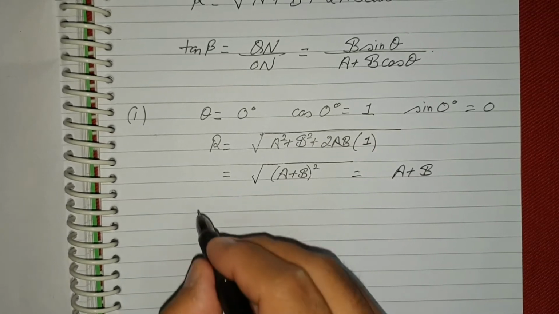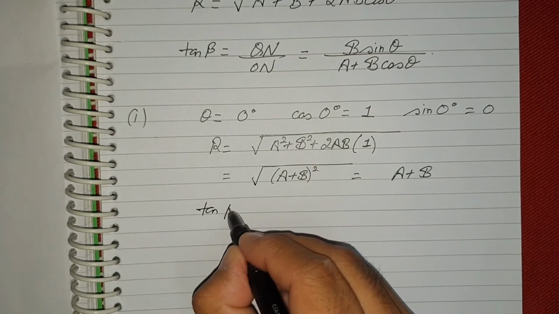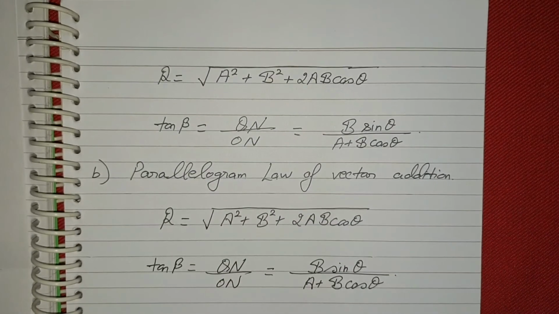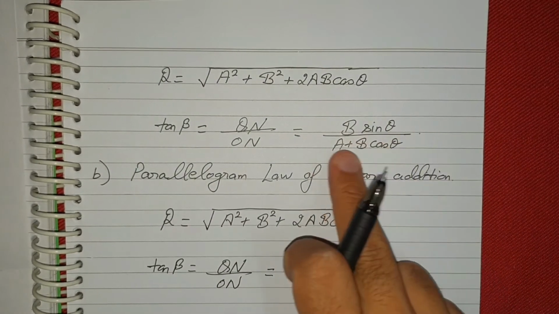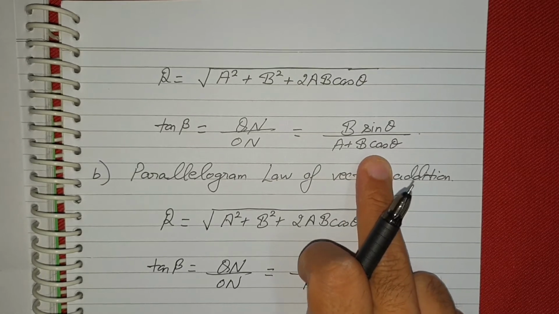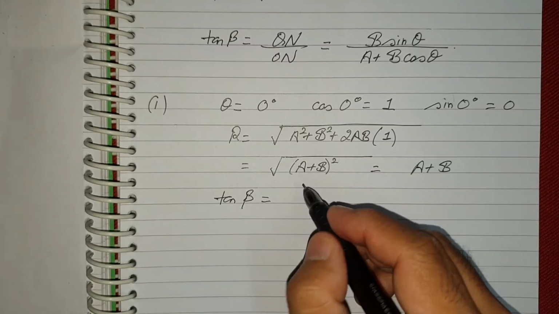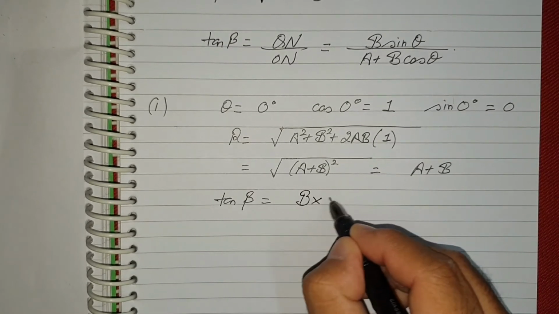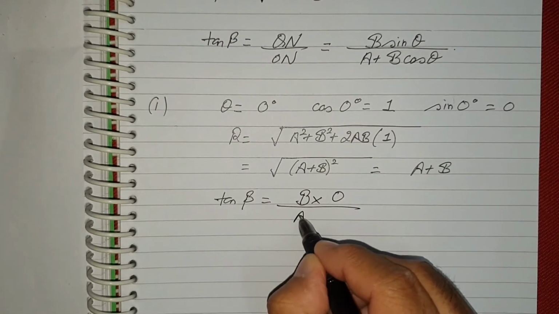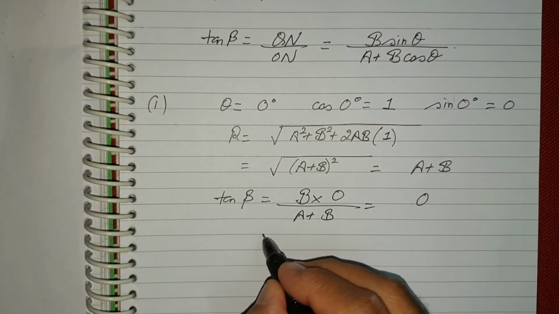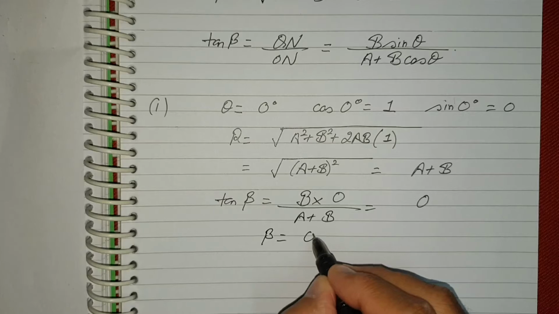And the value of tan beta is equal to b sin theta upon a plus b cos theta. So b sin theta will become 0. So this will be b into 0 upon a plus b cos theta, but this will be 0 only. So beta is equal to 0 degree.